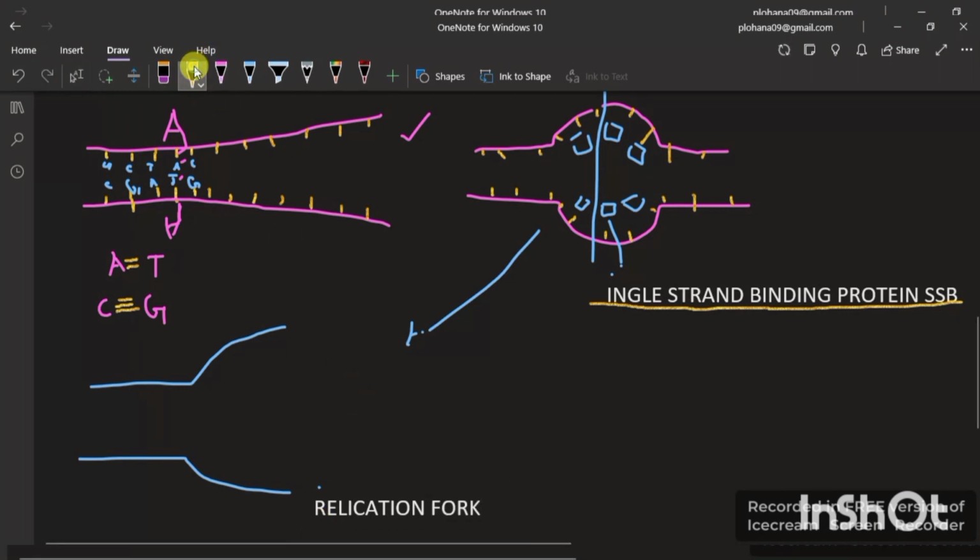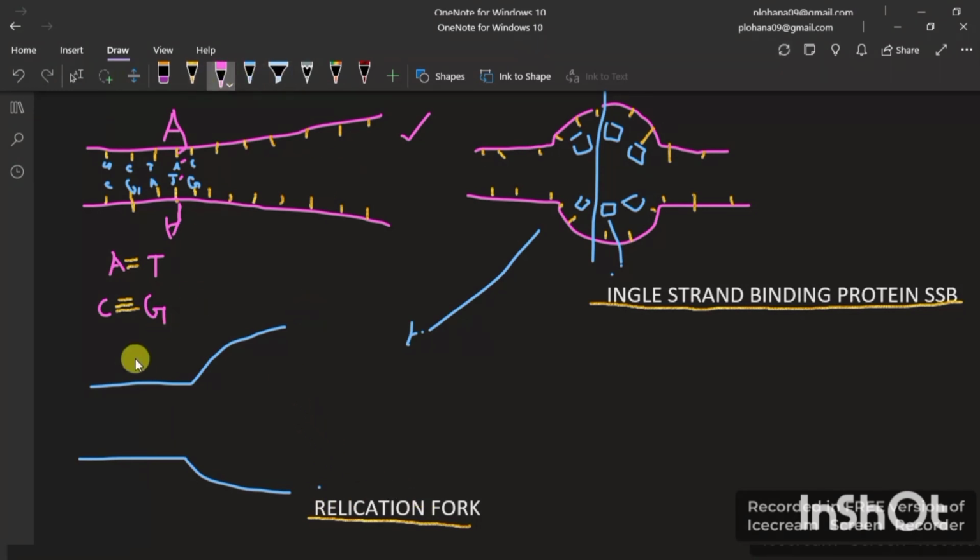Alright, this is the replication fork I do have, because I have cut the replication bubble from the mid. By cutting the replication bubble from the mid, what I have gotten is the replication fork. Now I have the complementary nucleotides of this, here and here as well. Then again complementary nucleotides on this strand.